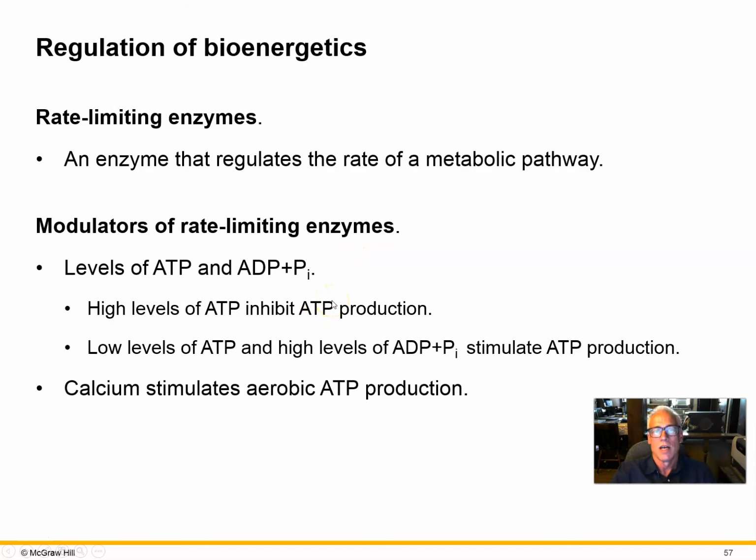Then we start exercising, and we start hydrolyzing ATP to produce ADP and inorganic phosphate. Not only does our ATP go down and stop inhibiting those rate-limiting enzymes, ADP and inorganic phosphate tend to activate those rate-limiting enzymes. They're the slowest ones in a series, right? And so this is what turns on all these productions. You use ATP, boom, the machinery just starts up.